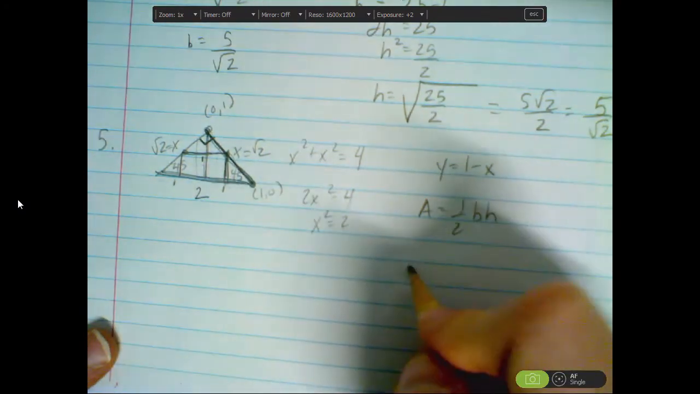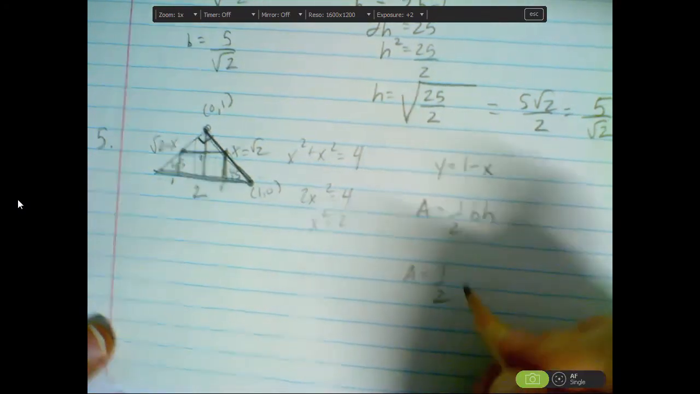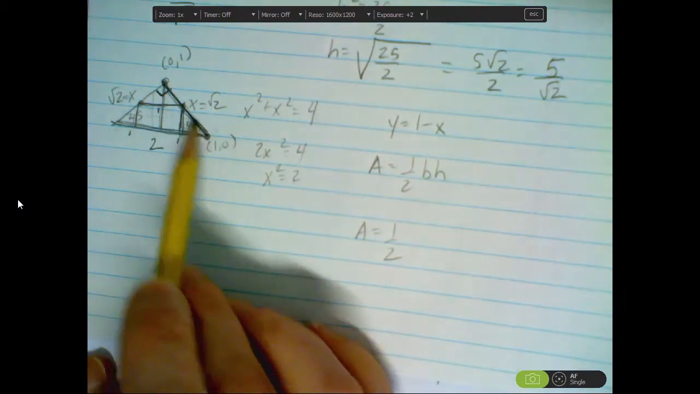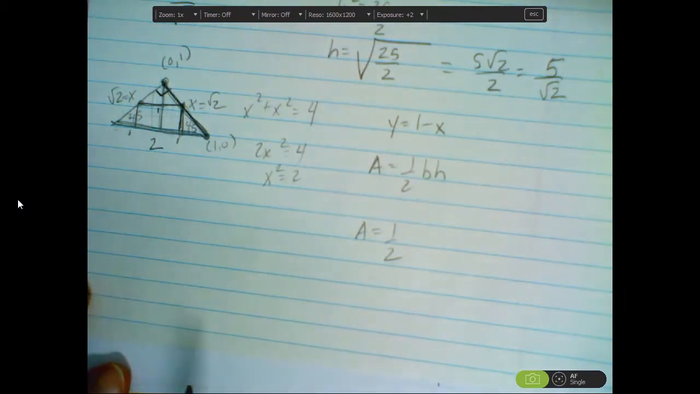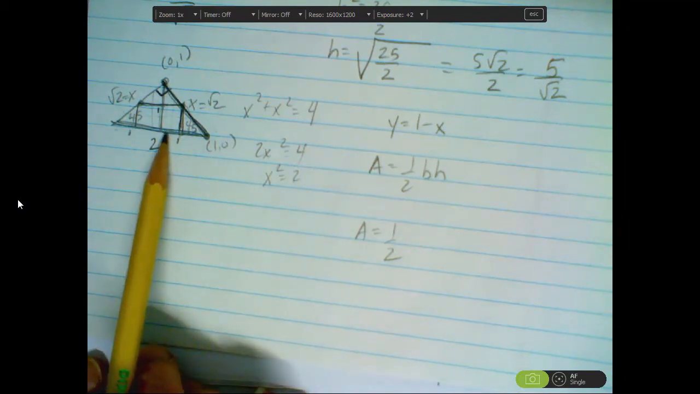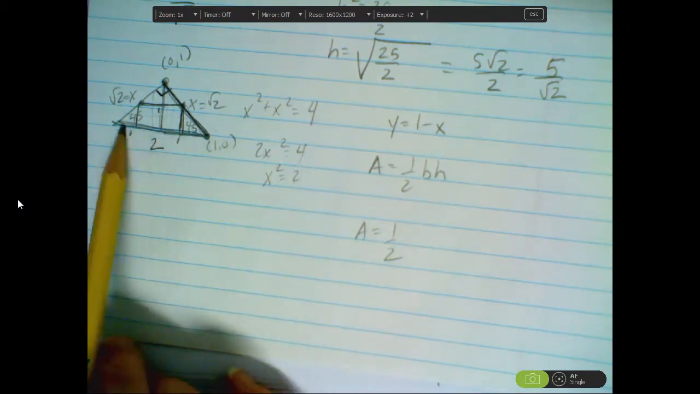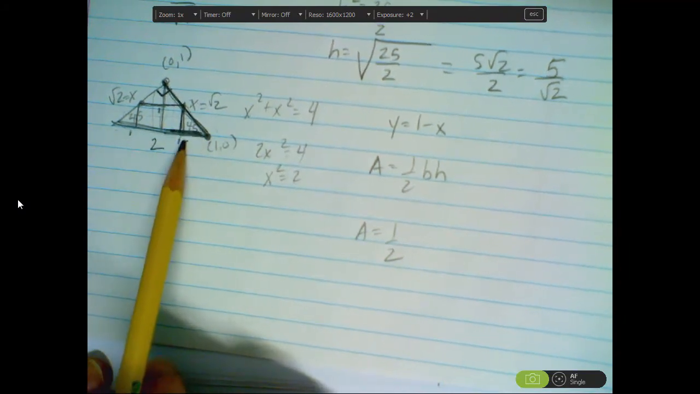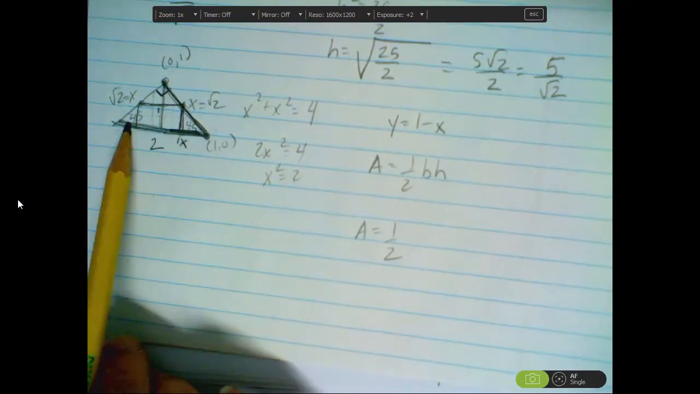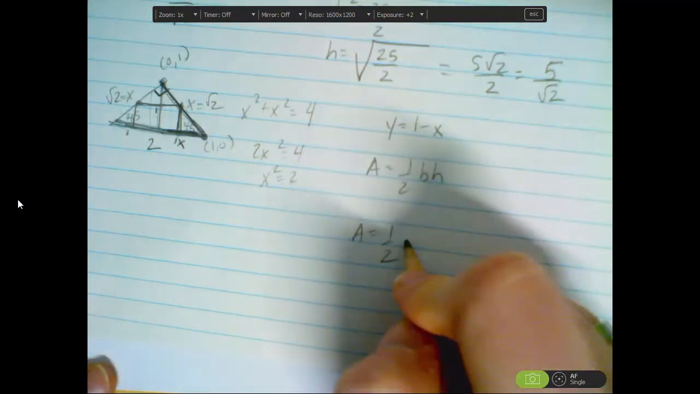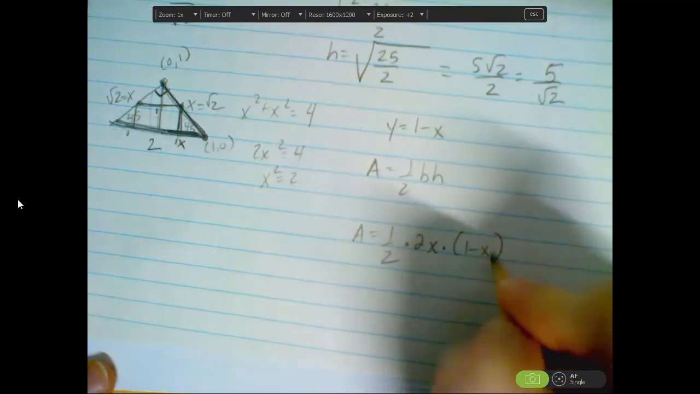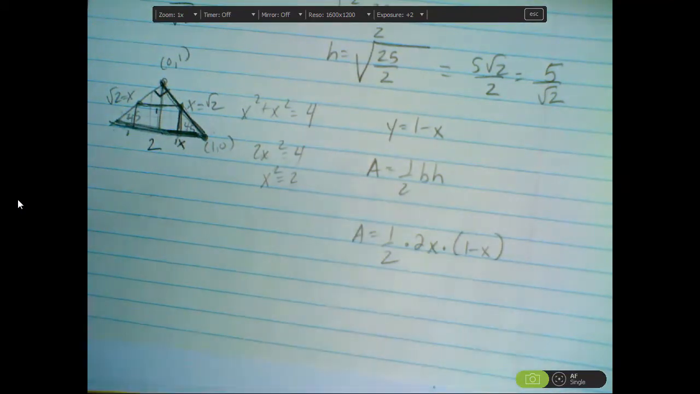But you do know that the equation of this line is 1 minus x. And you also know that the base of the triangle is 2x. Remember, if we're just calling this x, then the whole base of the triangle is 2x. So it's 1/2 times 2x times 1 minus x. Hopefully that makes sense.